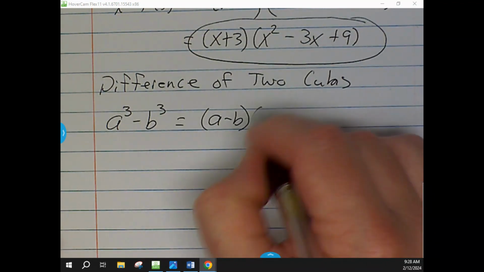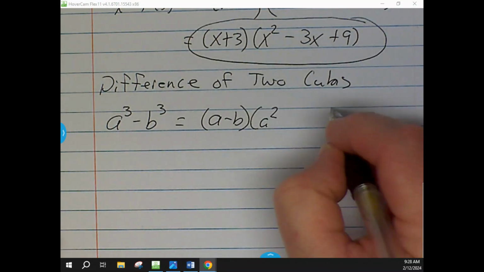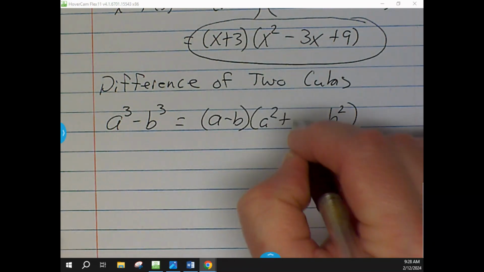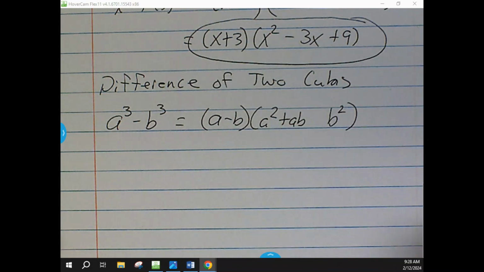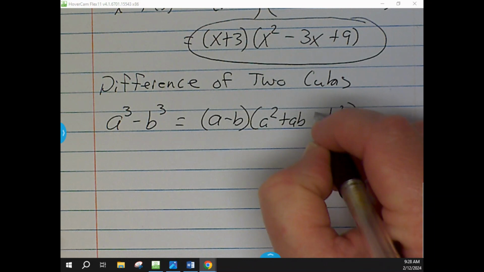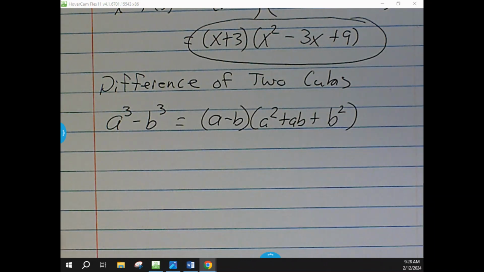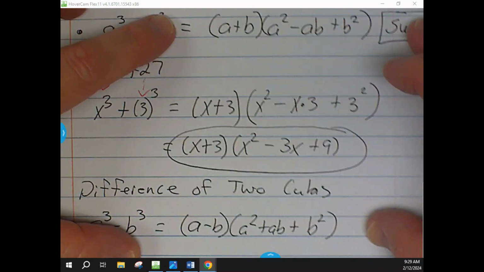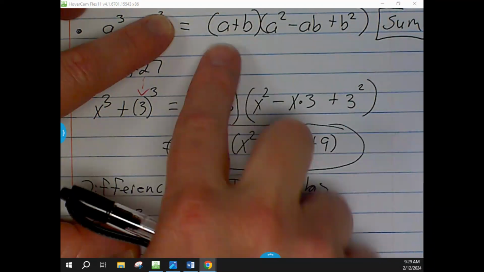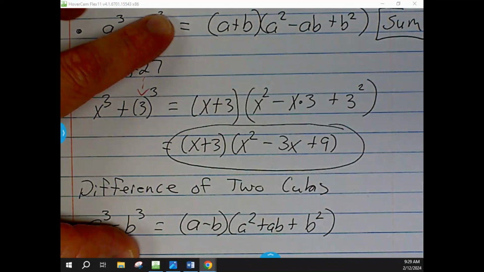It's still going to be A cubed. It's still going to be B cubed, but in the middle, instead of it being A minus like it was before, now this is going to be A plus AB. And in this one, it's still going to be a plus. So the only difference between the two formulas, all the numbers are the same, is that you flip-flop the first two signs. This is plus minus, this one's minus plus.